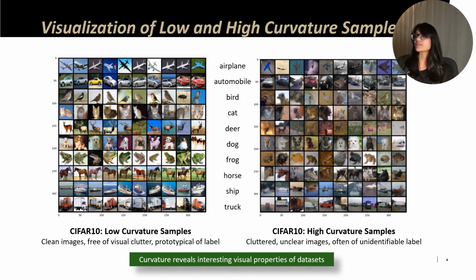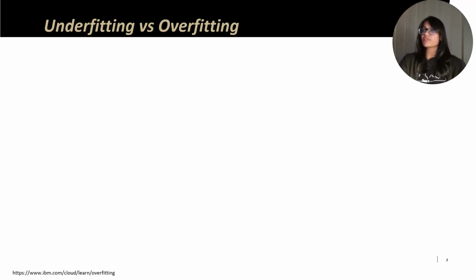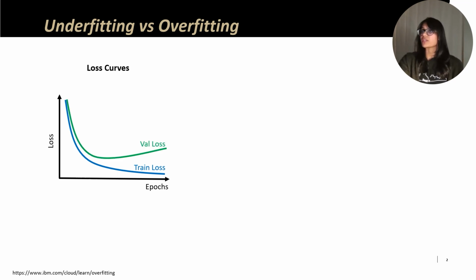We visualize these samples and show that there is a very clear trend across low curvature and high curvature samples. The low curvature samples shown on the left are clean images. They're quite often free of visual clutter and very prototypical of their labels with no confusing backgrounds. However, the high curvature samples are often occluded and sometimes of unidentifiable labels. We use this to create coresets of small sizes using low curvature prototypical samples and show that we outperform state-of-the-art methods significantly.